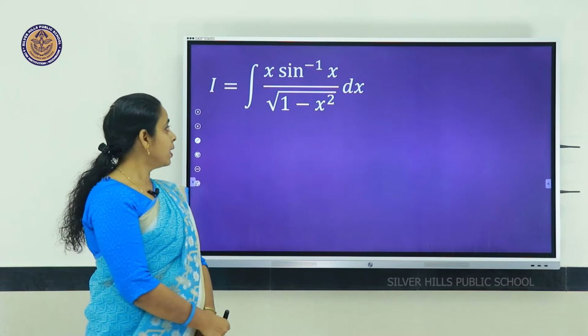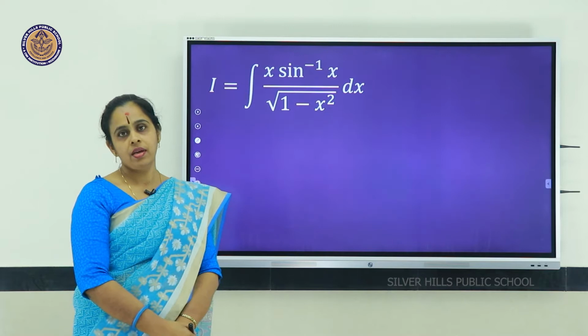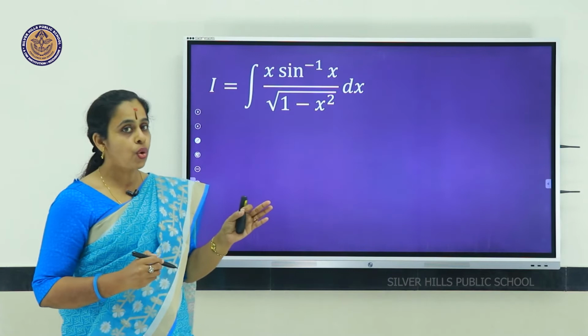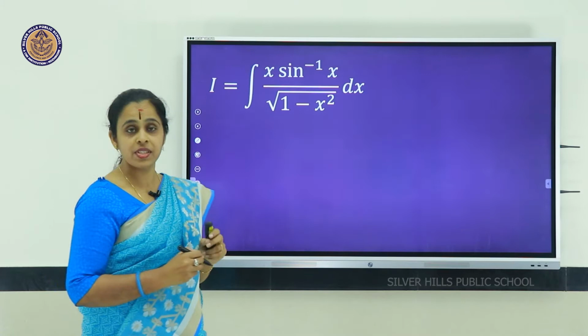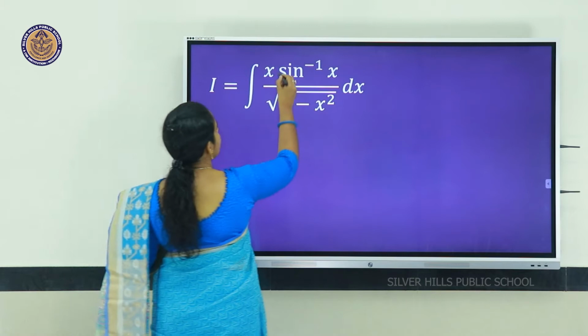Integral of x sine inverse x by root of 1 minus x square. We studied the rule for the product of two functions. So, I, the inverse. You can see an inverse function here. So, let us take the inverse function as the first function. I will give a circle. That is our first function. So, let us start.